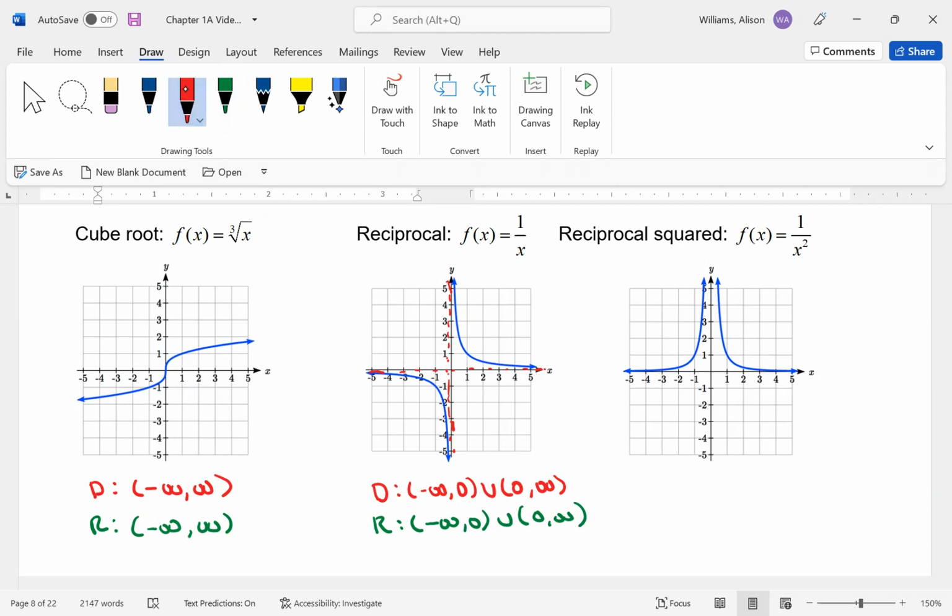Okay, so this also has a vertical and horizontal asymptote. However, the range is going to have a limit, right? It's not going to keep going down forever like the last graph. The domain, however, keeps going to the left and right. So negative infinity up to 0, union 0 to infinity, just like the last one. The range, though, is not going to go any lower than 0. So we will pick up at 0 and then go to infinity, but never hit 0 because there's an asymptote there.